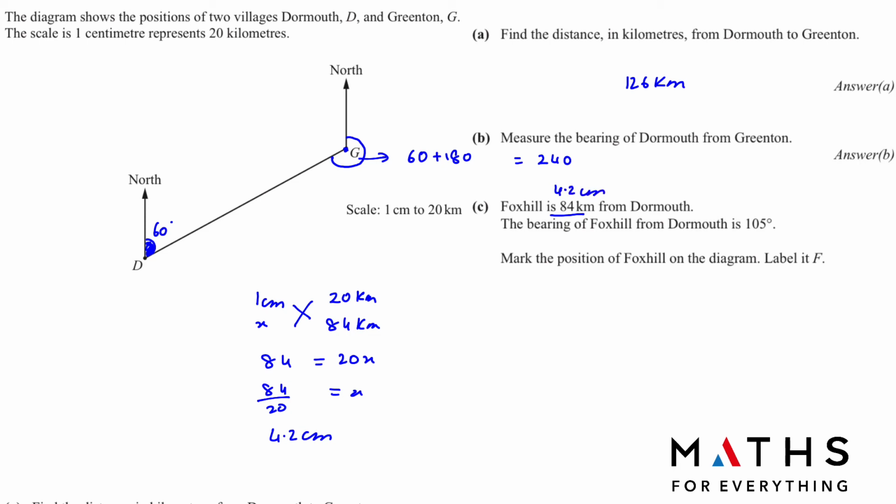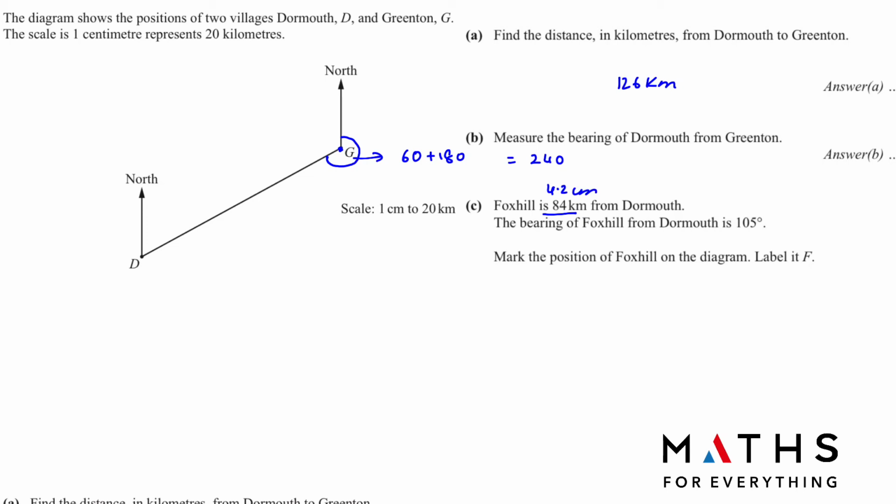So we know that this is 4.2 centimeter. Now we have to mark it on the map. The first thing we have to do is find the bearing of Foxhill from Dormouth, which is 105. So from here, place your protractor this way, mark 105. This is 105. Now measure 4.2 and mark it as F. This is 4.2 centimeter and this is our F.